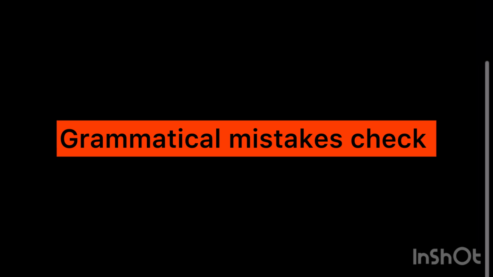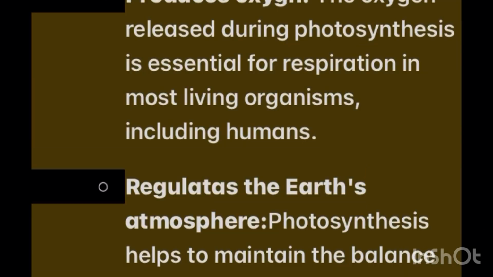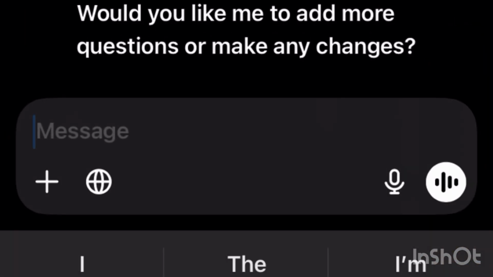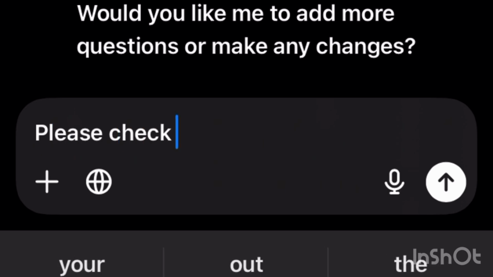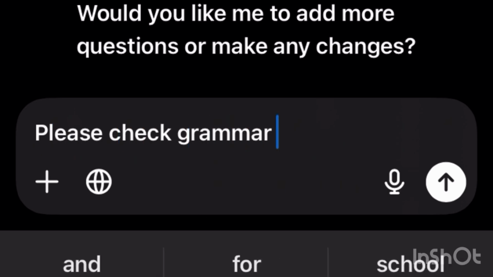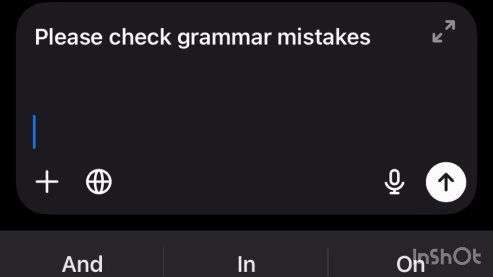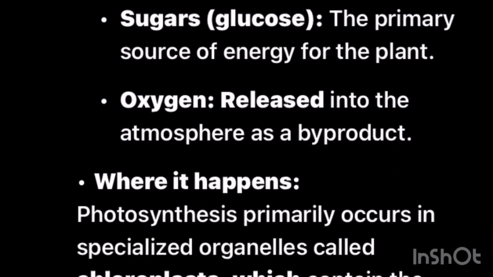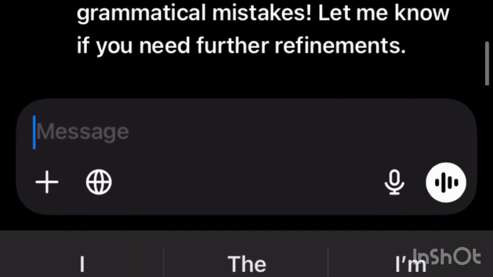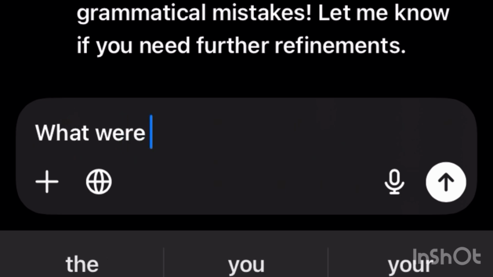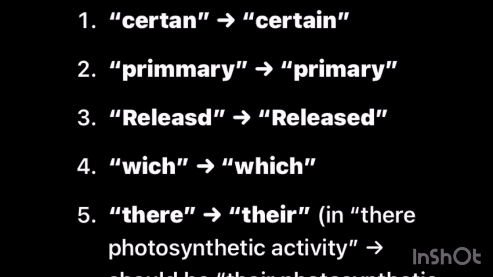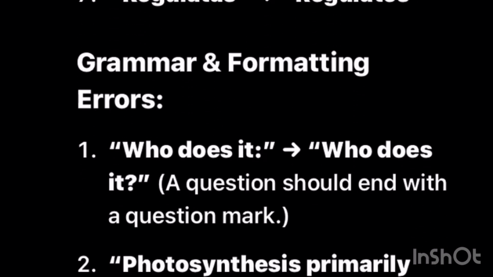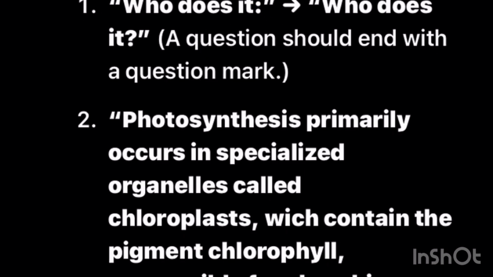So next one is grammatical mistakes check. First, I have made grammatical mistakes on my own, just to check if it corrects them or not. So I pasted the paragraph I made by myself with the mistakes, and now see, it has corrected it. And now you can check what your mistakes were, what errors I had written here. And now the errors, these were all the errors I made in that.